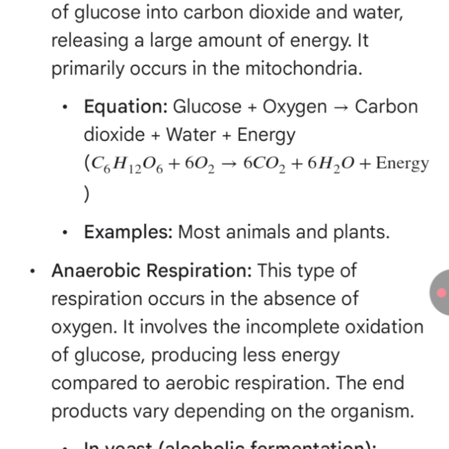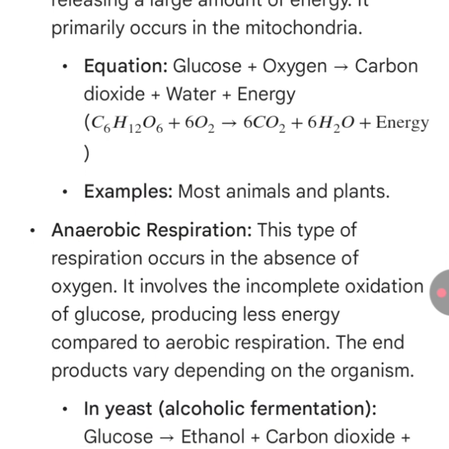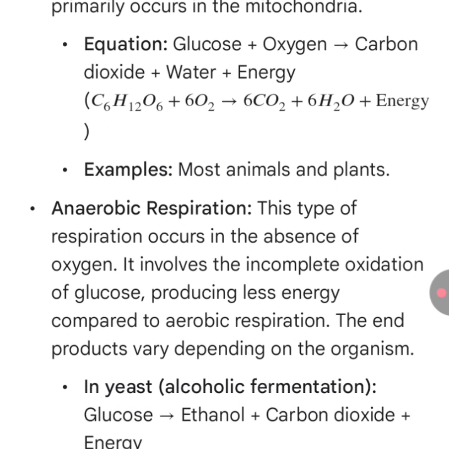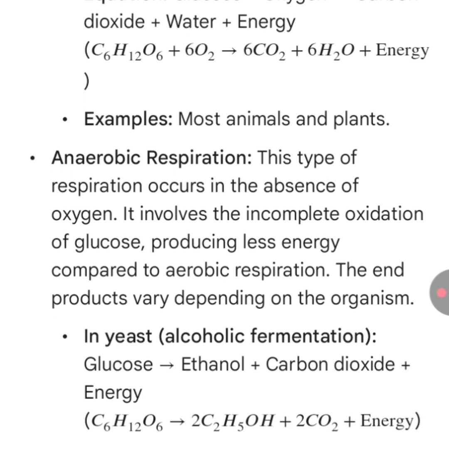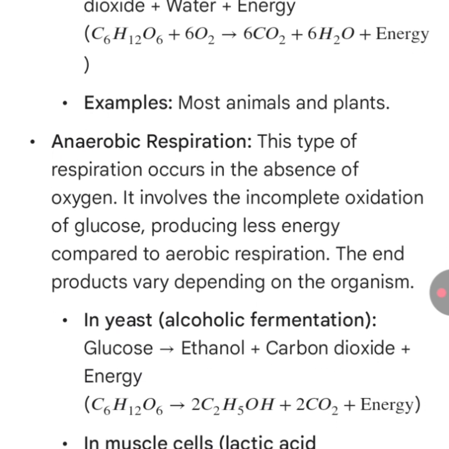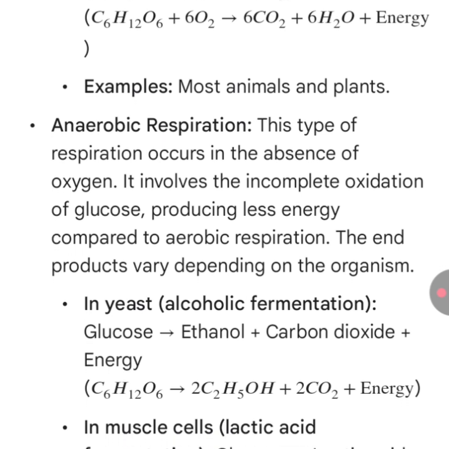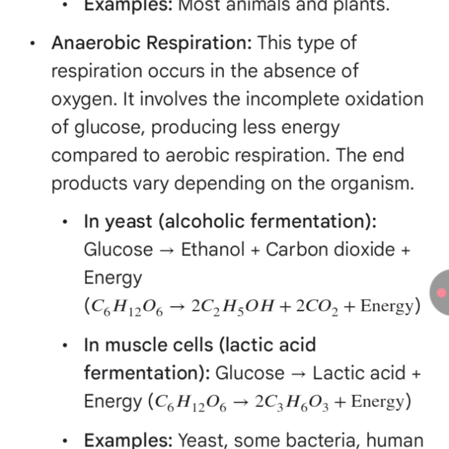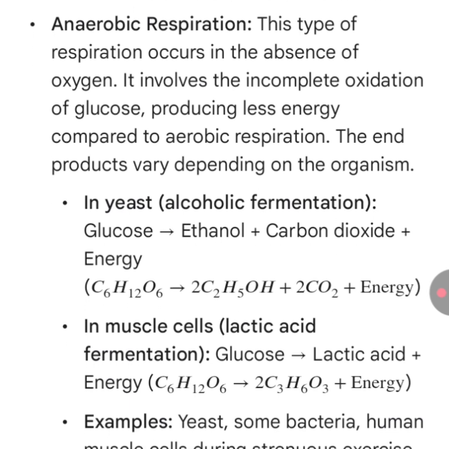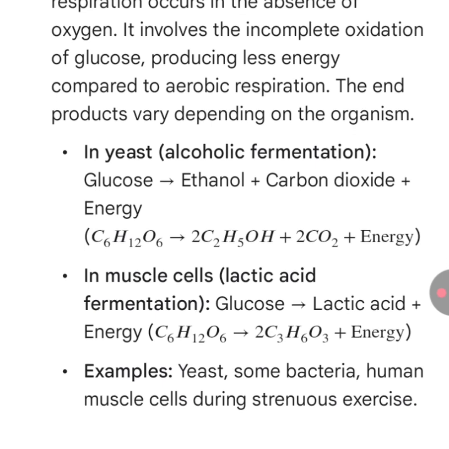Equation. Glucose plus oxygen right arrow, carbon dioxide plus water plus energy. C6H12O6 + 6O2 → 6CO2 + 6H2O + energy. Examples. Most animals and plants. Anaerobic respiration. This type of respiration occurs in the absence of oxygen. It involves the incomplete oxidation of glucose, producing less energy compared to aerobic respiration.